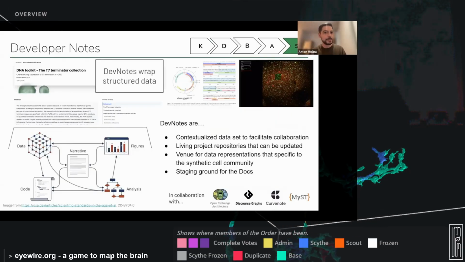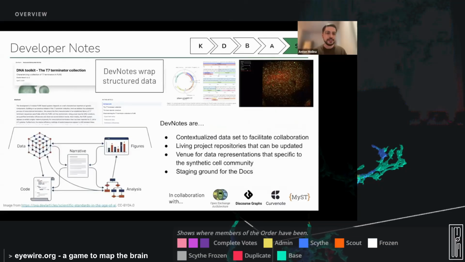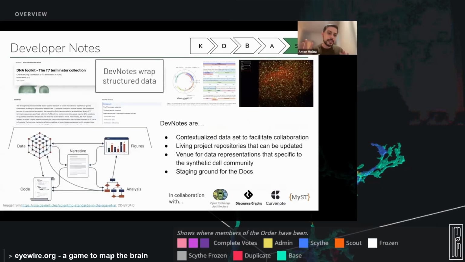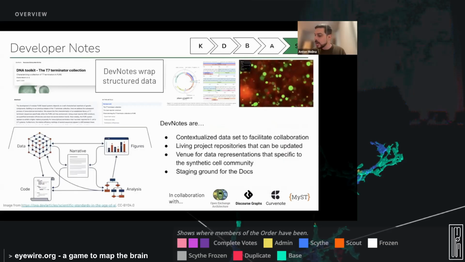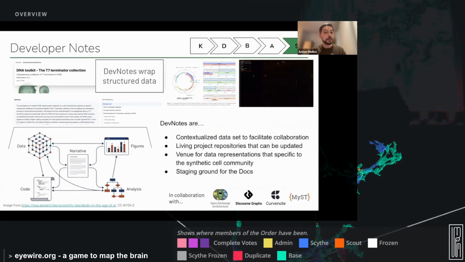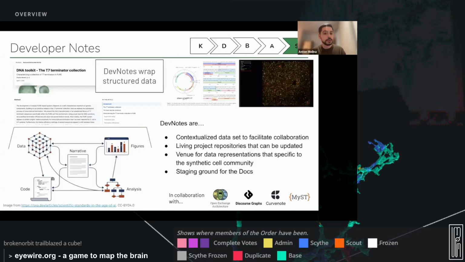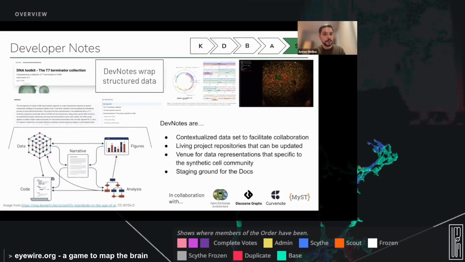And there's a lot of back and forth about, hey, how did this work? What does that sort of annotation mean? And so this is one sort of motivation for why we think also about the sharing part. So we have this sort of tool that we call developer notes. Developer notes are essentially a way of sharing contextualized data.